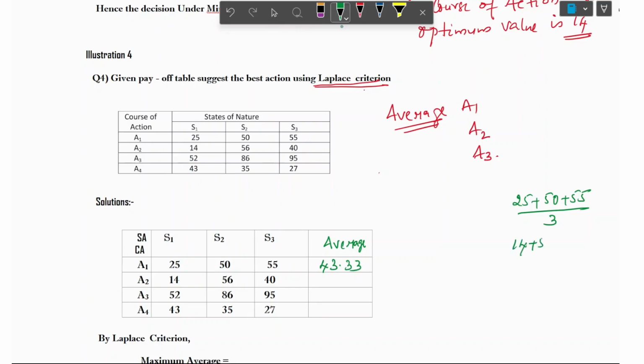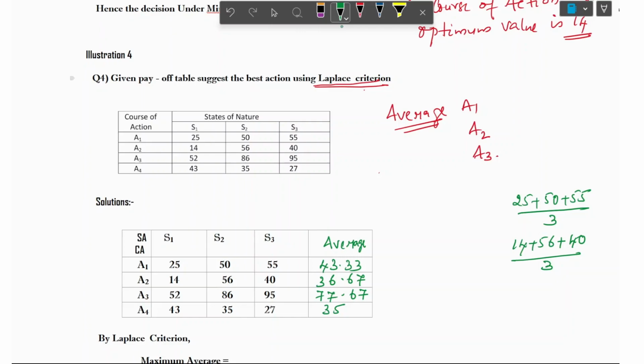Next, you are going to do 14 plus 56 plus 40 divided by 3. The answer is 36.67. The same way you are going to add these three values and divide, that is 77.67. Last value, that is the average, 35. 43 plus 35 plus 27 divided by 3, that is 35.